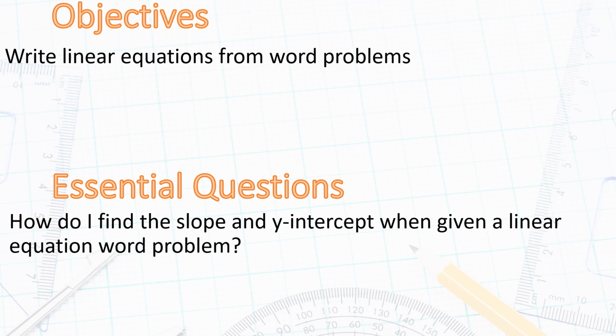So there's a lot of different things that are going to pop up in word problems that we're going to have to try and convert back into equations or functions again. Essential question for today is, how do I find the slope and the y-intercept when I'm given a linear equation word problem? Let's go.